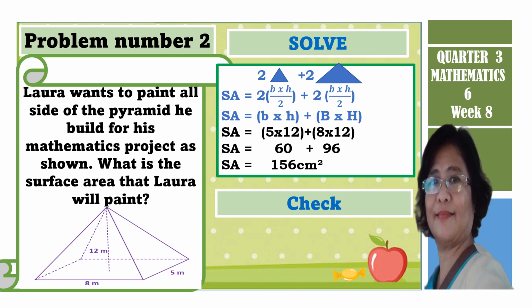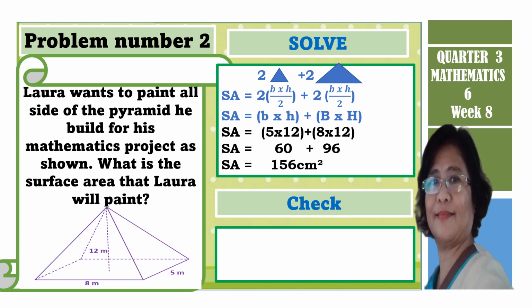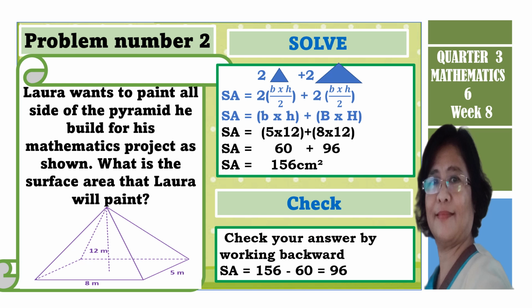Now, let us check if our answer is correct. To check if our answer is correct, we just work backward. So our answer is 156. Let us subtract the area of the small triangle, which is 60. The answer is 96. Our answer now is correct because we found 96 here in our solution for the problem.